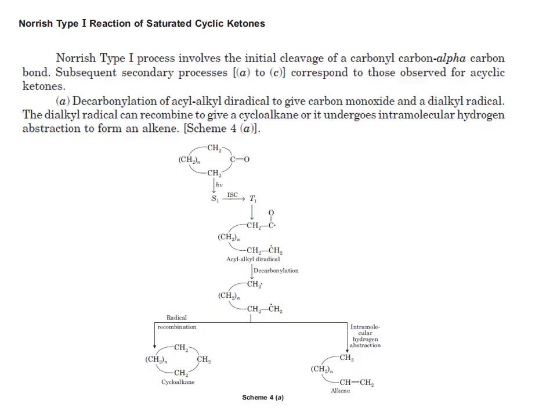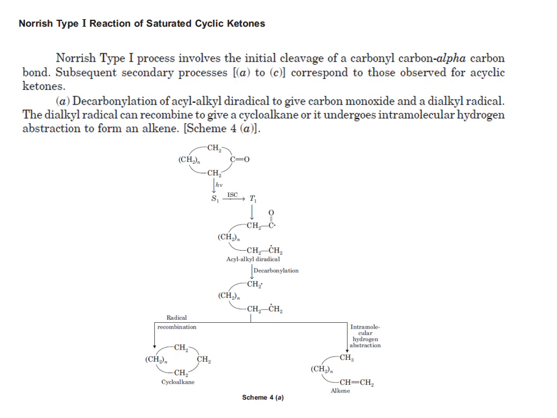Now we are going to discuss the Norrish type I reaction of saturated cyclic ketone. Usually cyclic ketones, in contrast to acyclic ketones, show a greater tendency to undergo alpha cleavage to produce acyl alkyl biradicals. The Norrish type I cleavage for the acyclic ketone takes place from the singlet as well as from the triplet excited state. In cyclic ketones, the reaction takes place exclusively by the triplet state only.